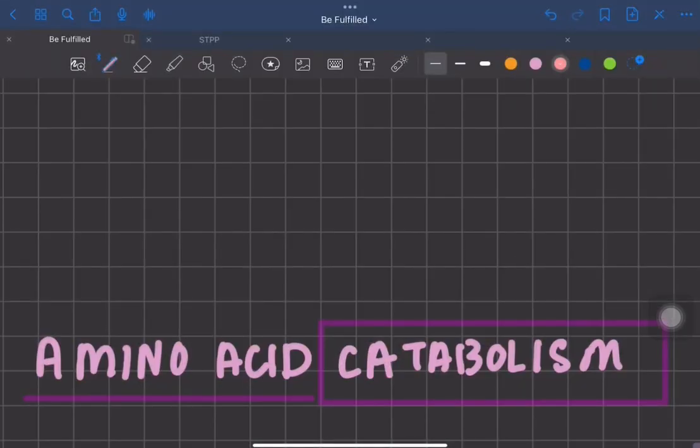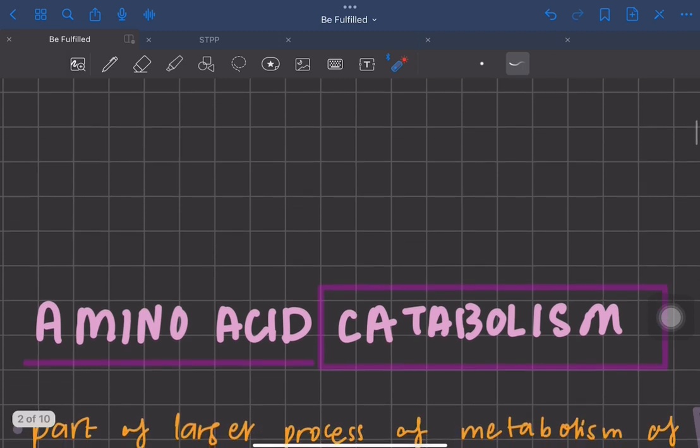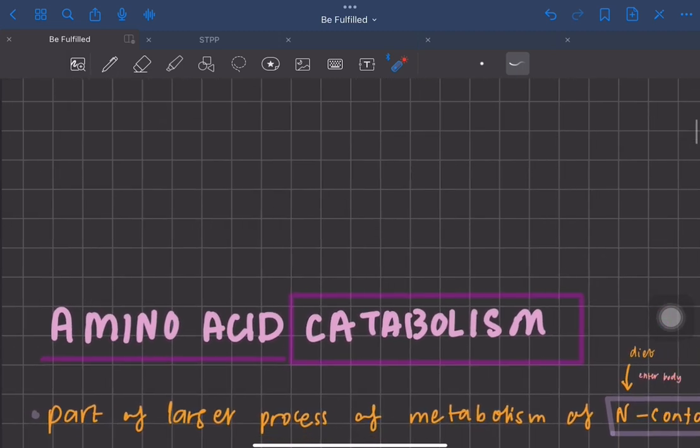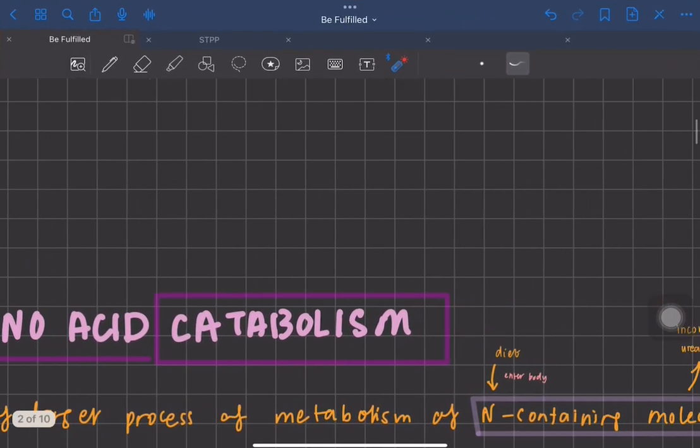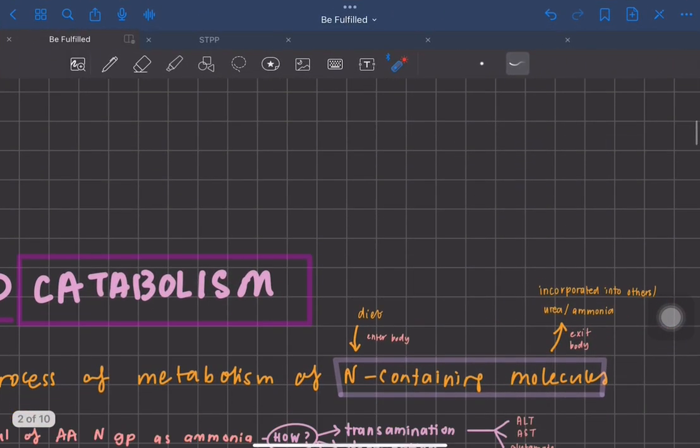Okay, Bismillahirrahmanirrahim. Today, I will explain about amino acid catabolism. So, what is amino acid catabolism? First, we know from this word, catabolism is about breaking down. Okay, so what is amino acid? For us to know what is amino acid, we can refer to the definition of amino acid catabolism. Amino acid catabolism is part of a larger process of metabolism of nitrogen containing molecules.